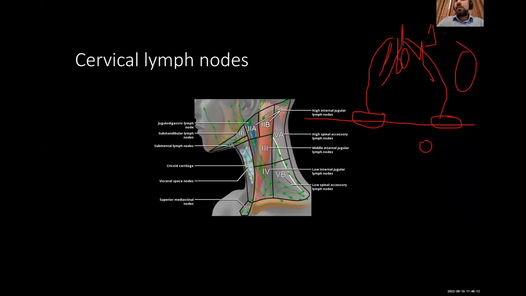If we have vessels here, how would we differentiate between level A and B? We have this circle here. Here is A, here is B. Clear? The posterior triangle, posterior to the sternocleidomastoid, is level V. I hope this is clear.